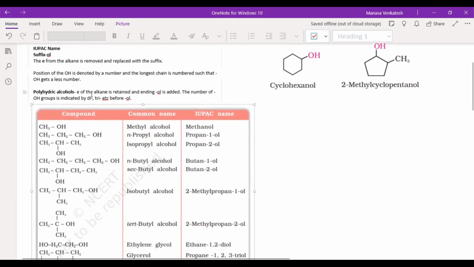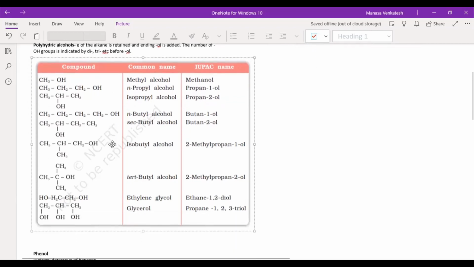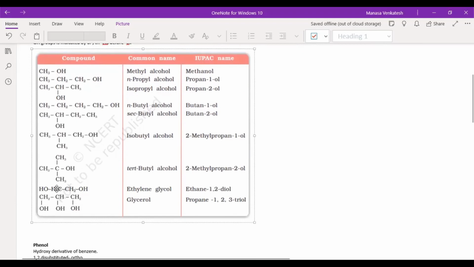In case of polyhydric alcohols, basically the ones which have more than one alcoholic group, if there are two alcoholic groups, it's indicated by di. If there are three hydroxyl groups, they're indicated by tri, and all of that comes before -ol. So for example, here you have 1,2, that is ethane-1,2-diol.